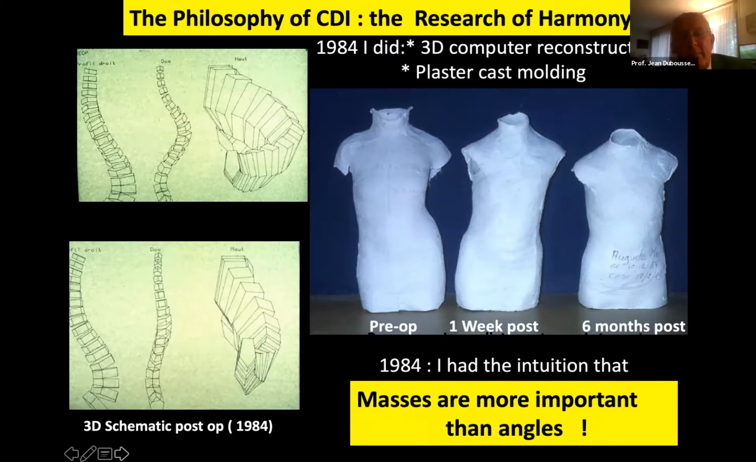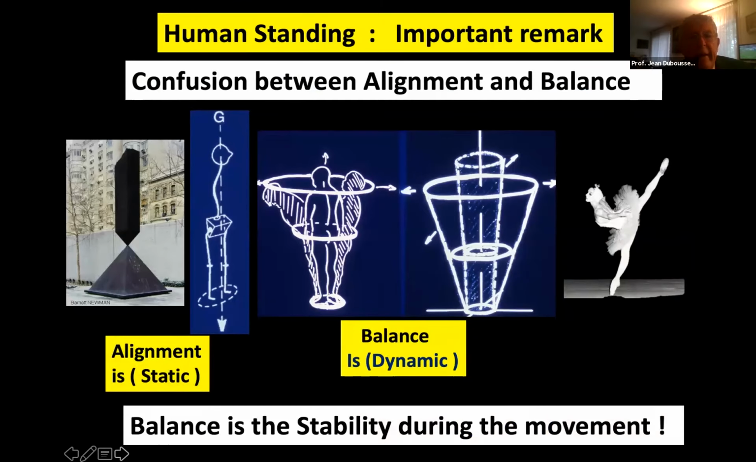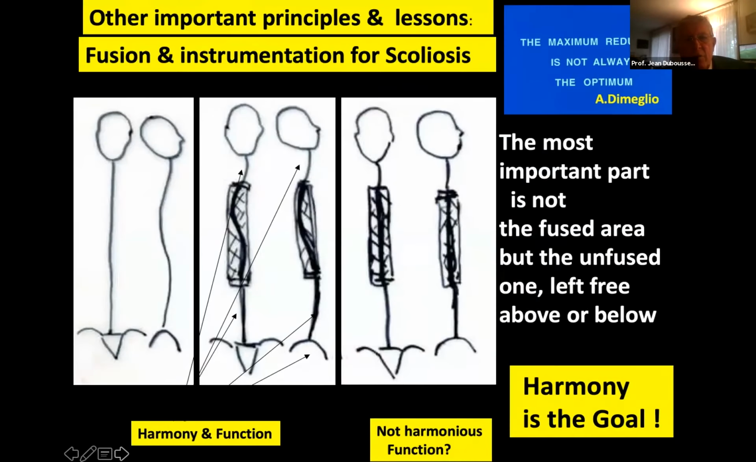So in reality, the philosophy of the CDI in 1984, when I started to do the 3D reconstruction and plaster cast molding, because we had no technology at that time, I had the intuition that the mass was more important than the angle. And an important thing to remember, you must not confuse alignment and balance. Alignment is static, but balance is dynamic, and balance is the stability during the movement.